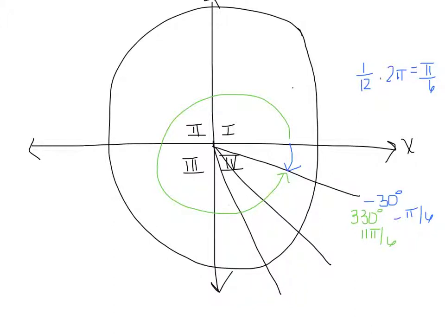Now, what happens if you have an angle that is more than one complete revolution? If they wanted us to draw, let's not use that color. They wanted us to draw 9 pi over 4 in standard position.